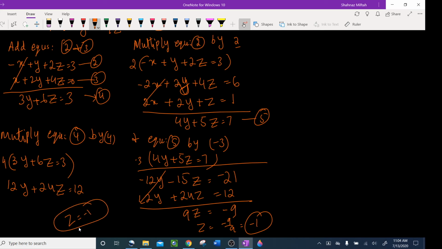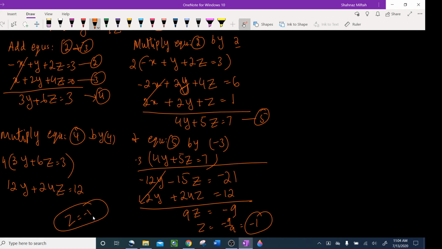We got z. Okay, thank God. This is good. Now we can do, let's see, which equation should I use, 4 or 5, to plug in negative 1 for z? We will get y. Once we get y and z, then it's easy to get x because we can plug it into any equation.